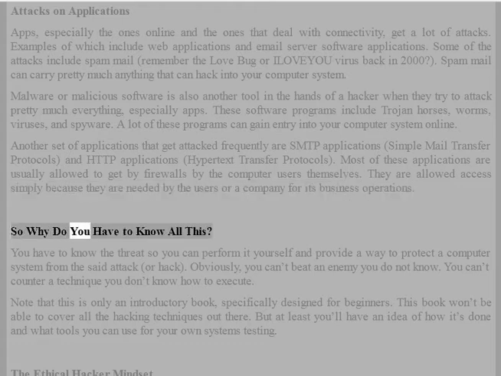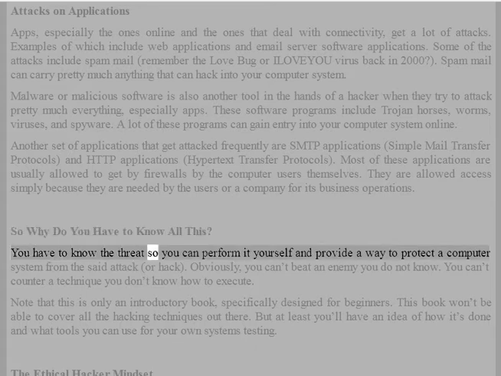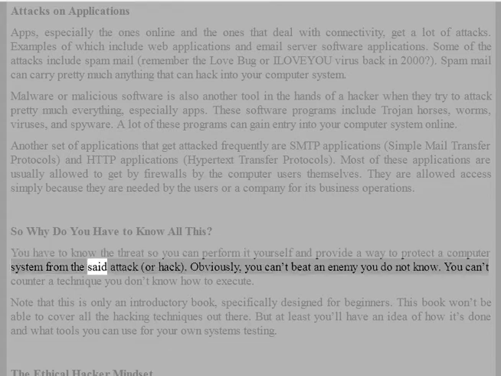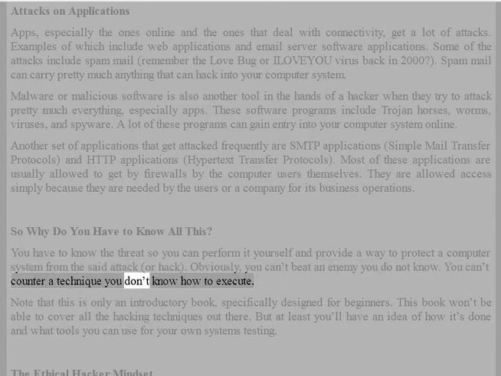So why do you have to know all this? You have to know the threat so you can perform it yourself and provide a way to protect the computer system from the said attack or hack. Obviously, you can't beat an enemy you do not know. You can't counter a technique you don't know how to execute.